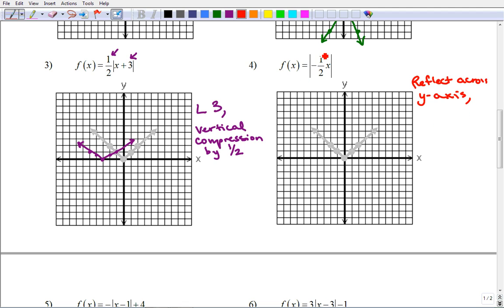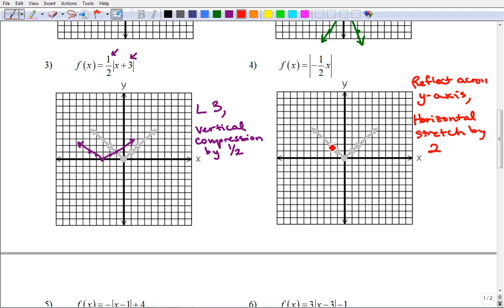So that's the negative, and then the 1/2, remember we're not multiplying by 1/2, we're multiplying the x values by this reciprocal, because with the x it's always the opposite of what it looks like. So we're multiplying the x's by 2, so it's going to be a horizontal stretch, because we're multiplying the x to make them bigger, by 2.